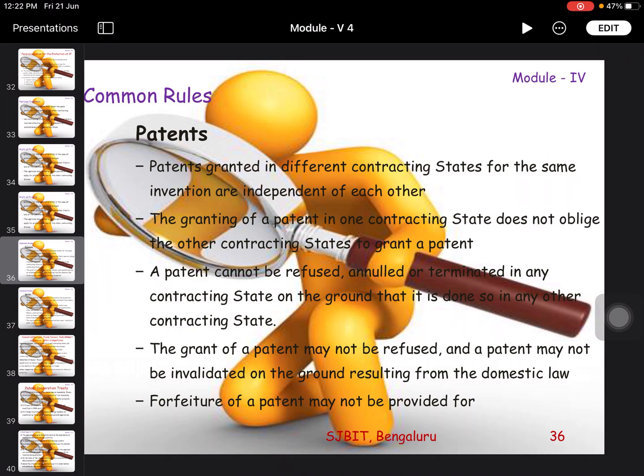What are the main common rules that need to be considered for patents? Patents granted in different contracting states for the same invention are independent of each other, and granting a patent in one contracting state does not oblige the grant in another contracting state. A patent cannot be refused or terminated in a contracting state on the ground that it has been refused or terminated in any other.